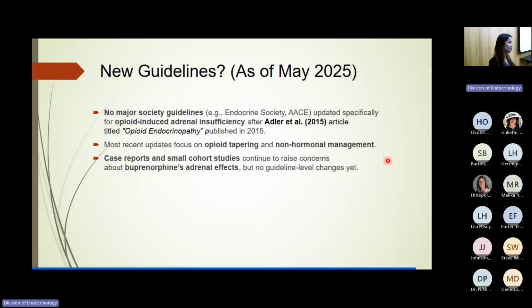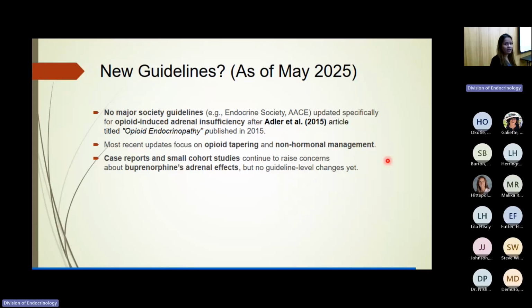So, new guidelines as of May, as of this month: we don't have major society guidelines talking about this. The Endocrine Society and other societies have no updated specific part talking about Suboxone-induced adrenal insufficiency. There was a paper by Adler et al. talking about opioid endocrinopathy, about 10 years old, that did talk about some of the hormonal effects of this medication. We do have recent updates focusing on opioid tapering and non-hormonal management, but we don't have any specific guidelines, and that's why this talk is important today. If you find any patient that you think was on Suboxone and adrenal insufficiency is diagnosed, we need to report them, so that, if it's reported more, they may consider starting some guidelines for that.